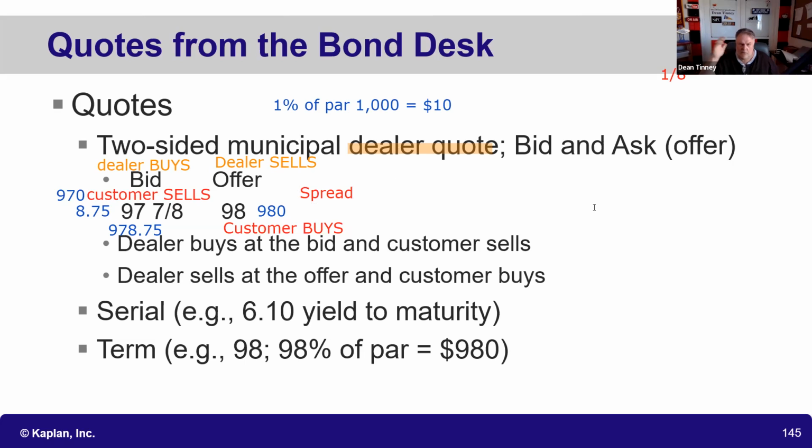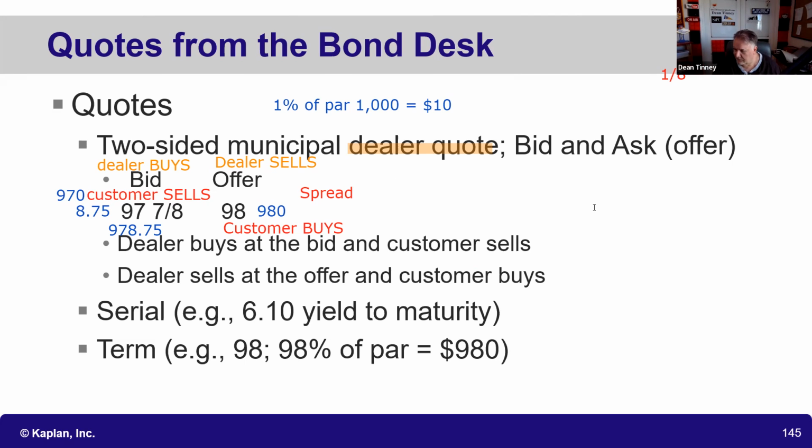So if I give you my quote, maybe you're an order entry firm, you don't have muni bonds in inventory, or your customer, it doesn't matter. I work the bond desk. You say, Dean, what's your quote? I say 97 7/8, 98. By the way, I have to give you the two-sided quote. I'm not allowed to say like, well, Lauren, tell me, are you a buyer or a seller?